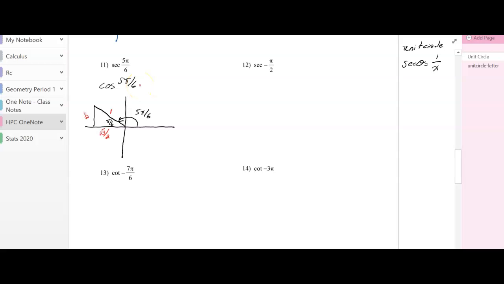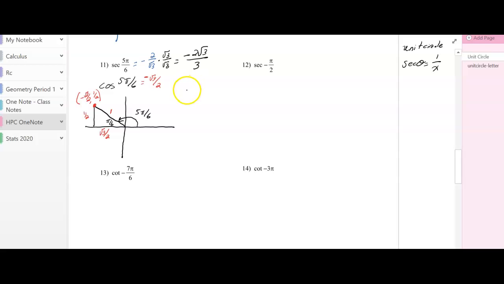The cosine refers to the x-coordinate. So the x-coordinate is root 3 over 2. But the secant is the reciprocal. And the other thing you don't want to forget is this is a negative x-coordinate. So this ordered pair is negative root 3 over 2, 1/2. So make sure you include that negative. So the reciprocal is going to be -2 over root 3. We're going to rationalize, so root 3 over root 3, which is -2 root 3 over 3.